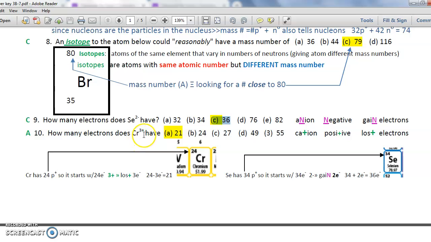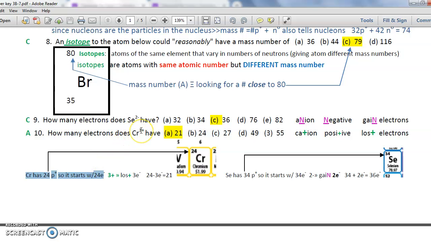How many electrons does chromium 3+ have? Now, I wouldn't have to call it chromide or chromiumide, because the positive ones keep their name. The negative ones, we add the "ide" on. I don't know how we would go about doing this without a periodic table. Chromium 3+, we have to look on a periodic table. Chromium starts with 24 protons. Well, all chromiums have 24 protons, positive particles, so it starts with 24 negative particles to offset it.